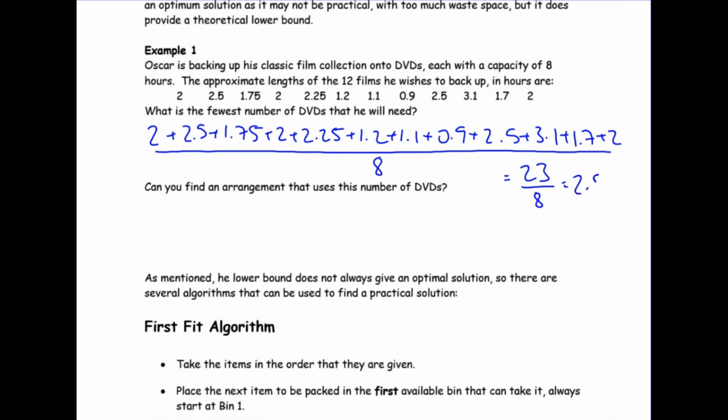This will be 2.875, which means he'll need 3 DVDs for his lower bound. That's the fewest number of DVDs that he'll need. No matter what you get, you always round up. So even if I'd got 2.1, I would round that up to 3, because I would still need 3 DVDs to fit on. It says, can you find an arrangement that uses this number of DVDs? Well, we're going to come back to this one later on, so we're not going to do this here.